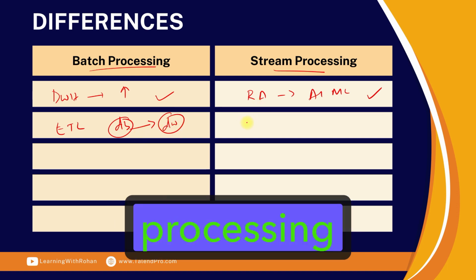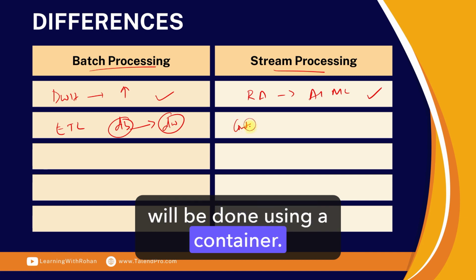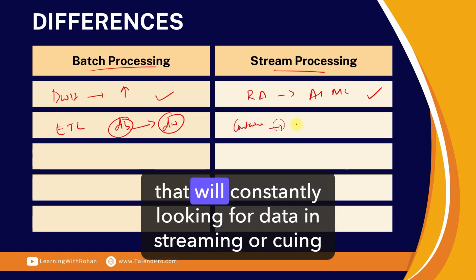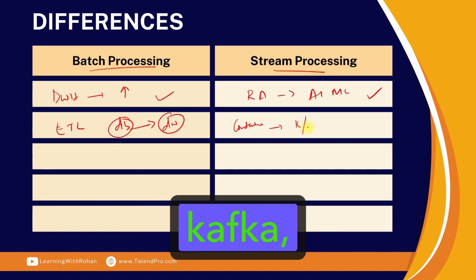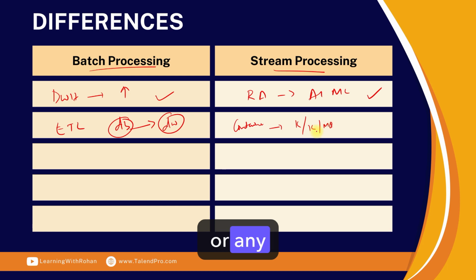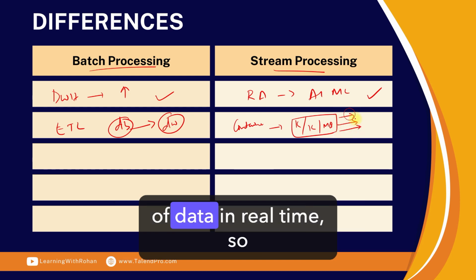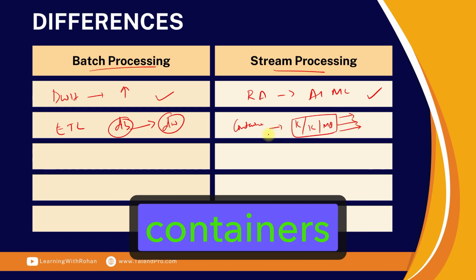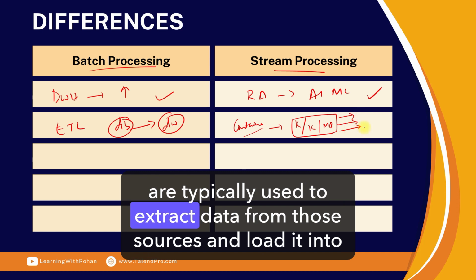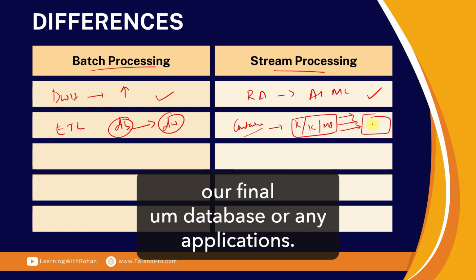Whereas stream processing will be done using containers that will be constantly looking for data in a streaming or queuing application such as Kafka, Kinesis, or any MQ series type of data, wherein we will be getting a constant stream of data in real time. So containers are typically used to extract data from those sources and load it into our final database or any applications.